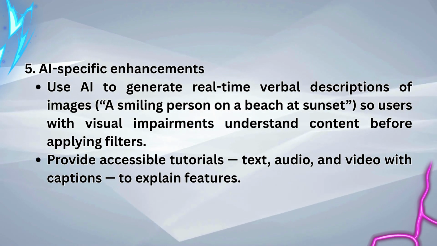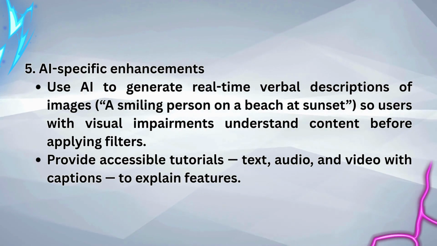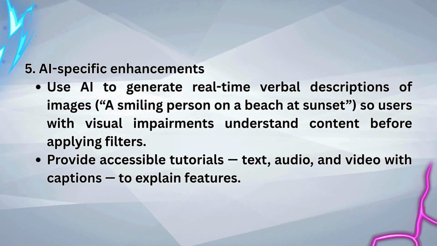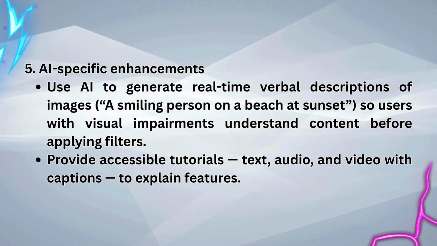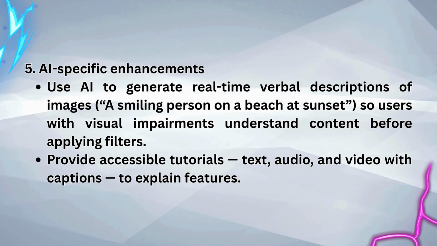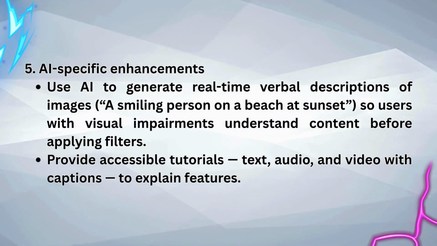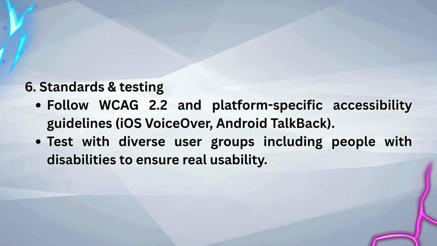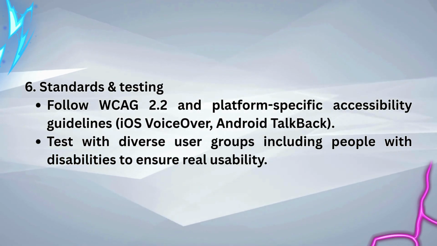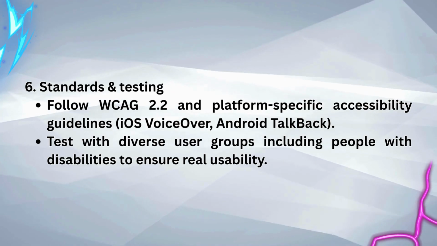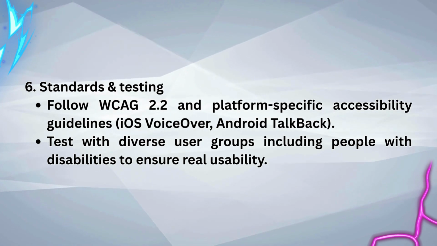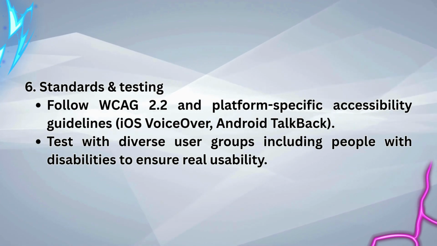5. AI-specific enhancements. Use AI to generate real-time verbal descriptions of images, like a smiling person on a beach at sunset, so users with visual impairments understand content before applying filters. Provide accessible tutorials: text, audio, and video with captions to explain features. 6. Standards and testing. Follow WCAG 2.2 and platform-specific accessibility guidelines: iOS VoiceOver, Android TalkBack. Test with diverse user groups, including people with disabilities, to ensure real usability.